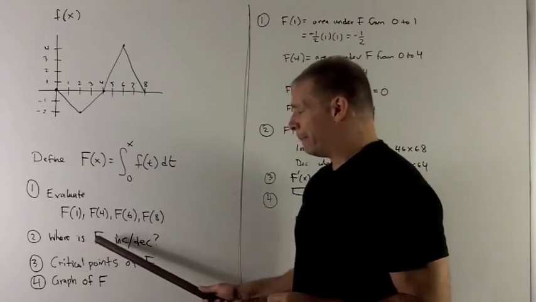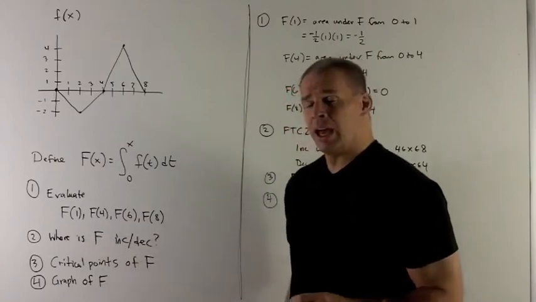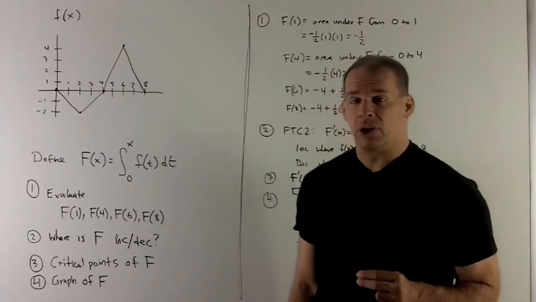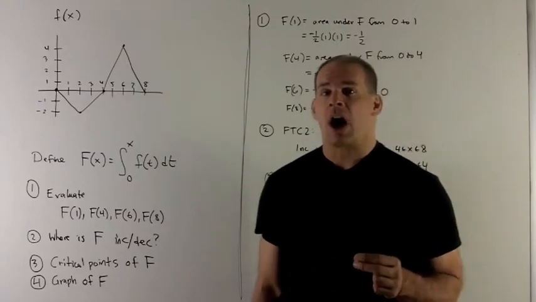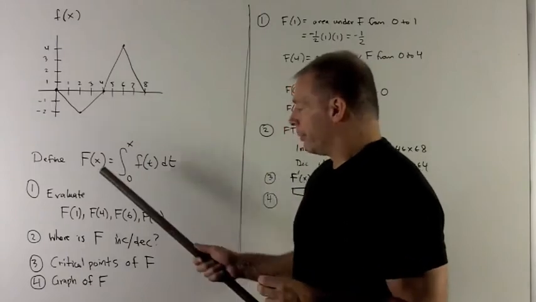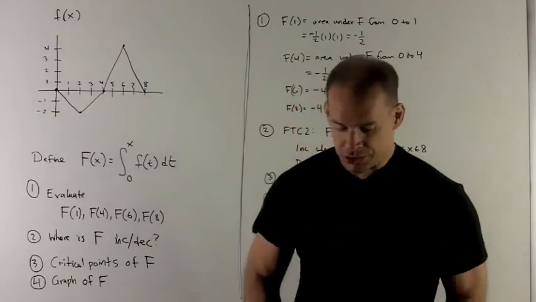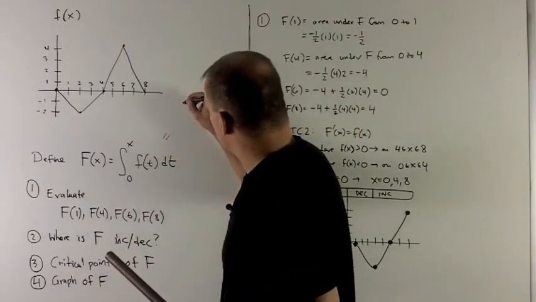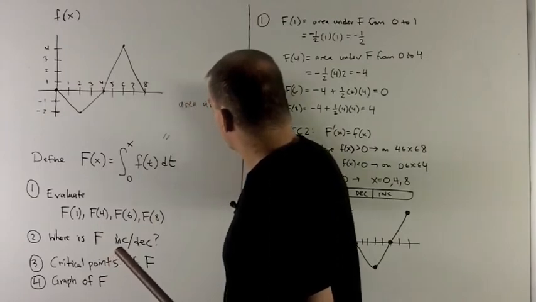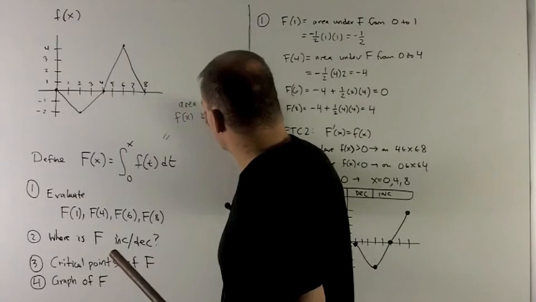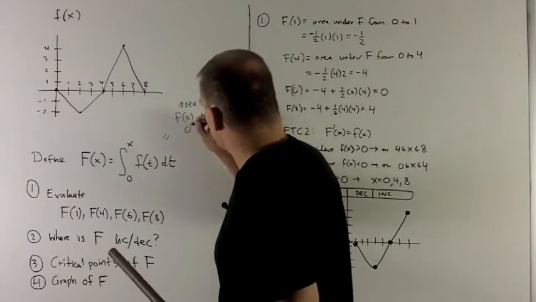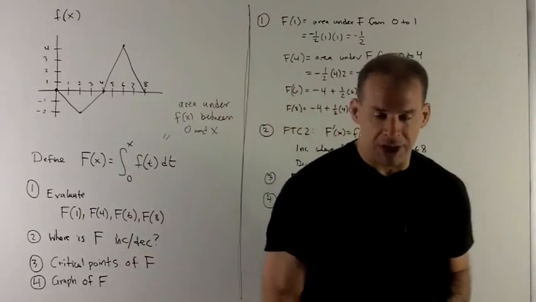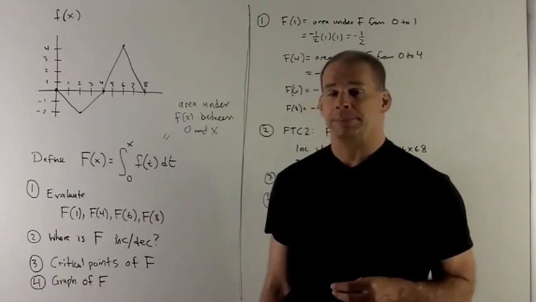I want to know where big F is increasing or decreasing. I want to know where the critical points of big F are, and I want to get a rough graph of big F. So to start off, let's remind ourselves of what big F actually is. So note that this definite integral just means the area under little f of x between 0 and x. So all of these questions are going to have something to do with the area.